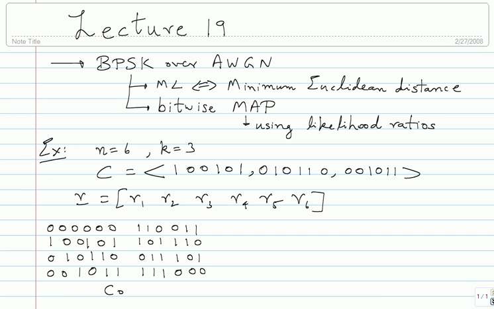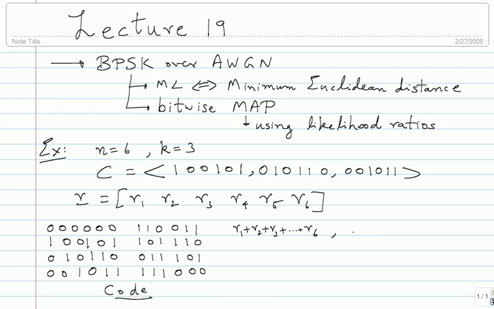So this is the code. What are the various correlations that an ML decoder has to evaluate? If you have to write it down, the correlations will have to be R1 plus R2 plus R3 plus so on until R6. That's the first correlation, corresponding to the all zero code word.